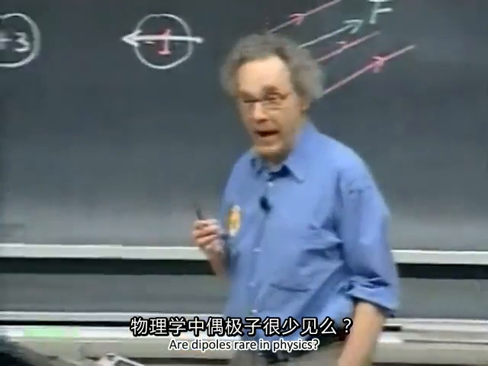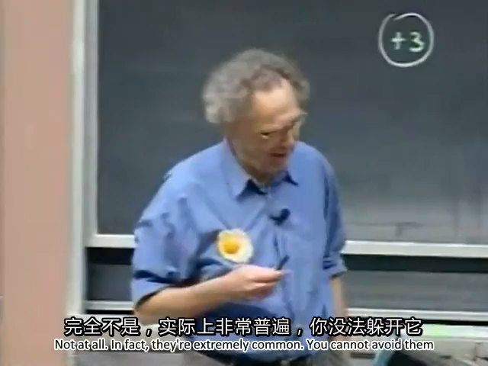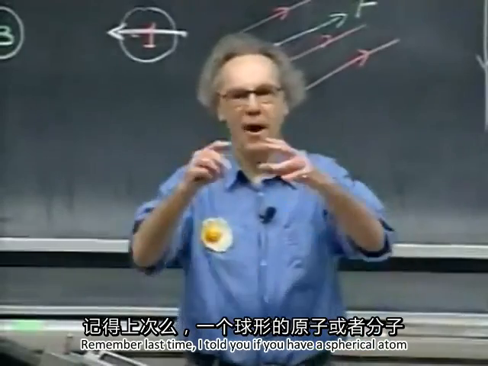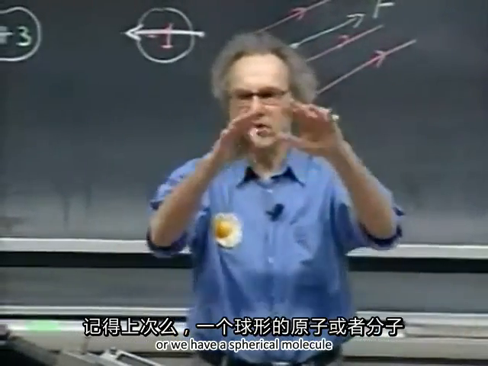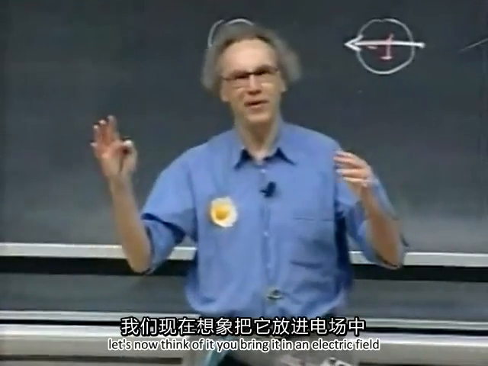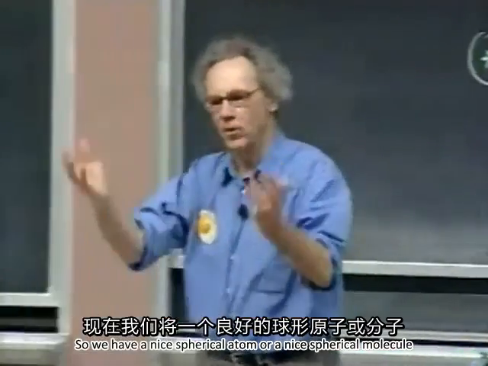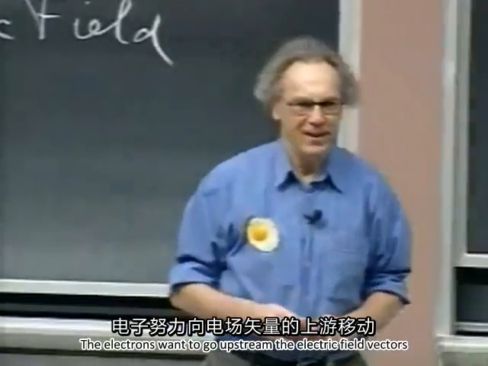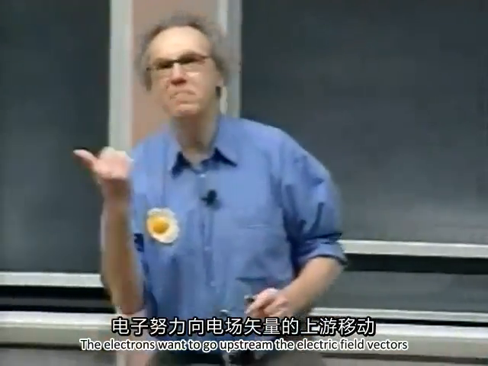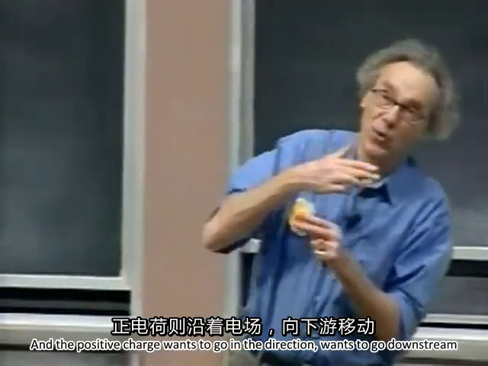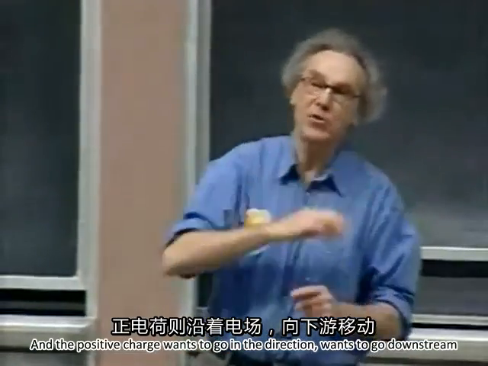Are dipoles rare in physics? Not at all. In fact, they are extremely common. You cannot avoid them. Remember last time I told you if you have a spherical atom or a spherical molecule and you bring that close to a charge, let's now think of it, you bring it in an electric field. It's another way of saying the same thing. So we have a nice spherical atom or a nice spherical molecule and we bring it in an electric field. The electrons want to go upstream the electric field vectors. They go against the direction of the electric field. And the positive charge wants to go in the direction, wants to go downstream.